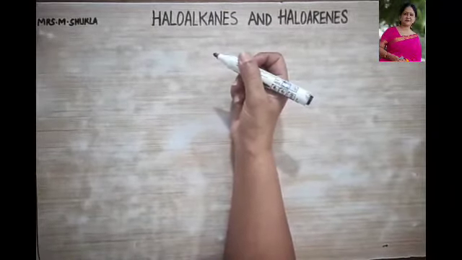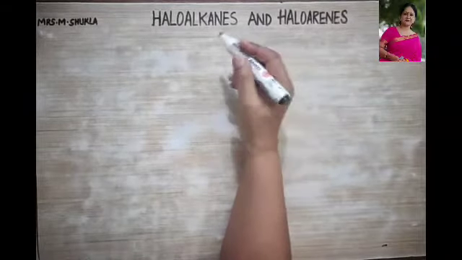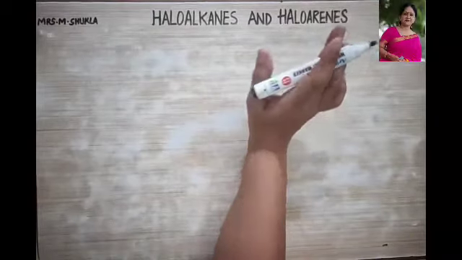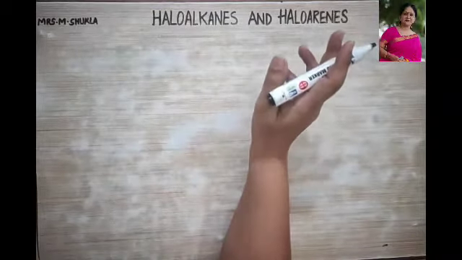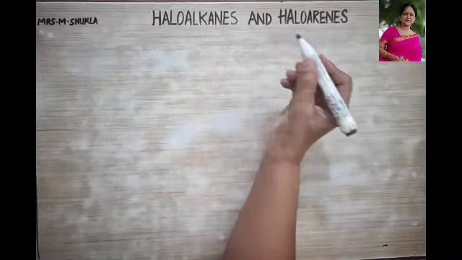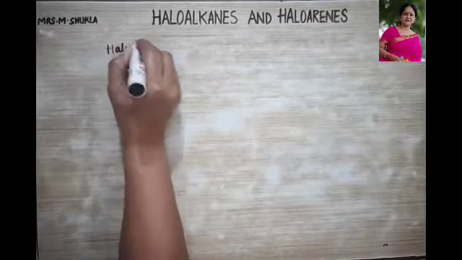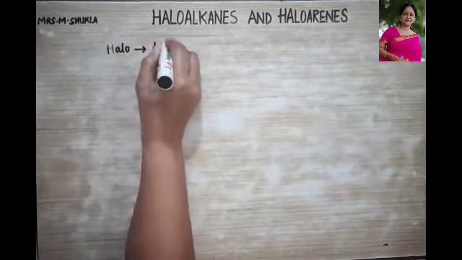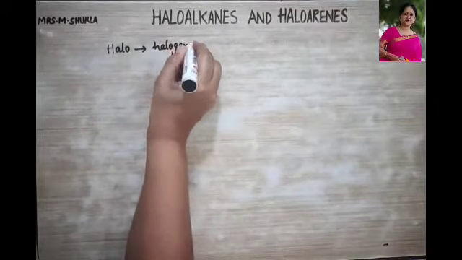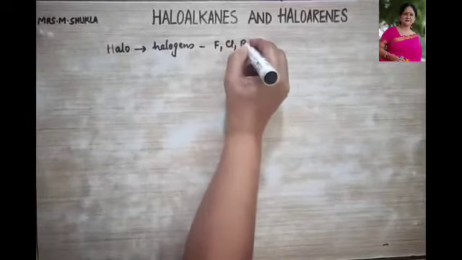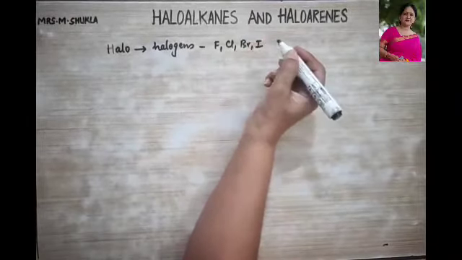Today we shall start with a new chapter, that is Haloalkanes and Haloarenes. Let us understand what are haloalkanes and haloarenes. The word halo means halogens, like for example fluorine, chlorine, bromine, iodine, okay?